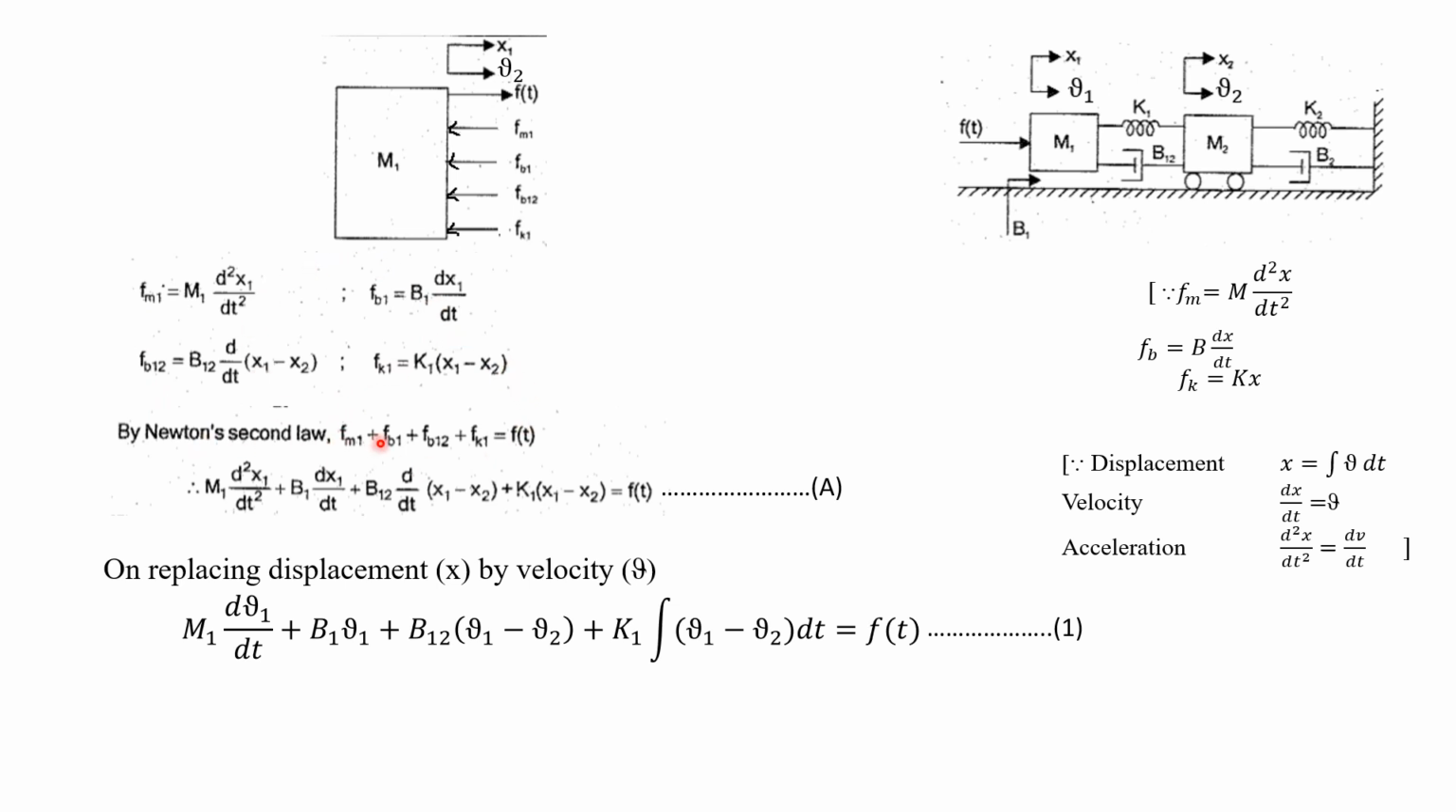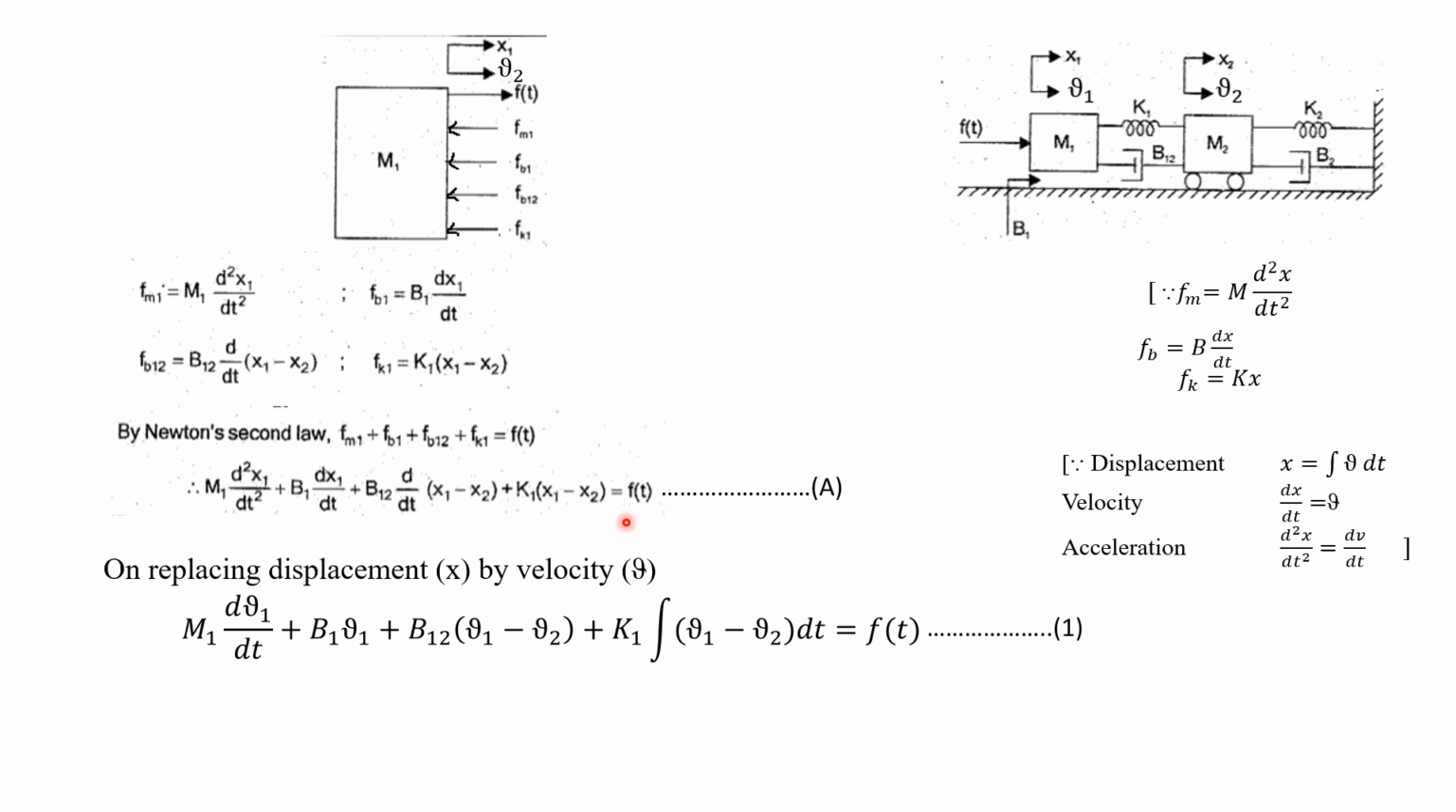Now, using Newton's second law, the sum of all the opposing forces will be equal to the applied force F. Now we can substitute all the values of opposing forces. All these are opposing forces that will be equal to the applied force F of t. Understood? So this differential equation is nothing but equation A. Till this, the steps will be similar to the transfer function of a mechanical translational system, isn't it?